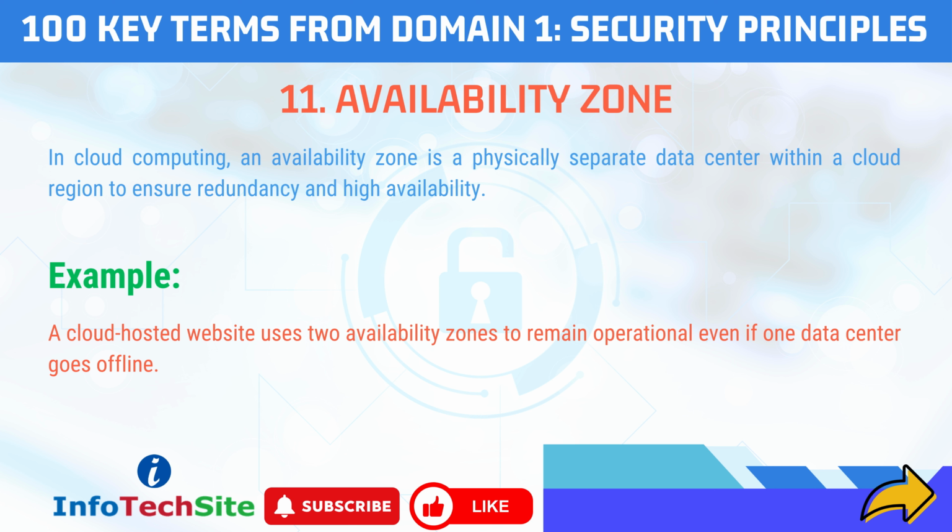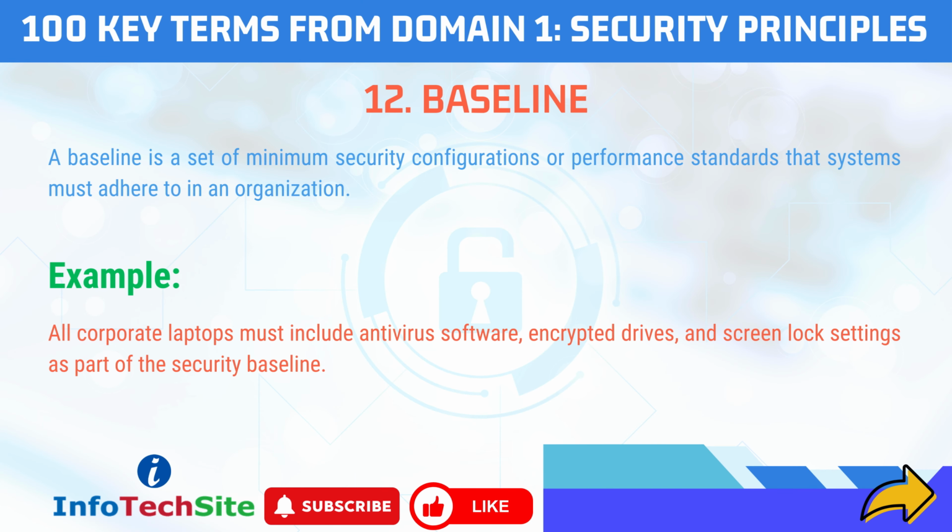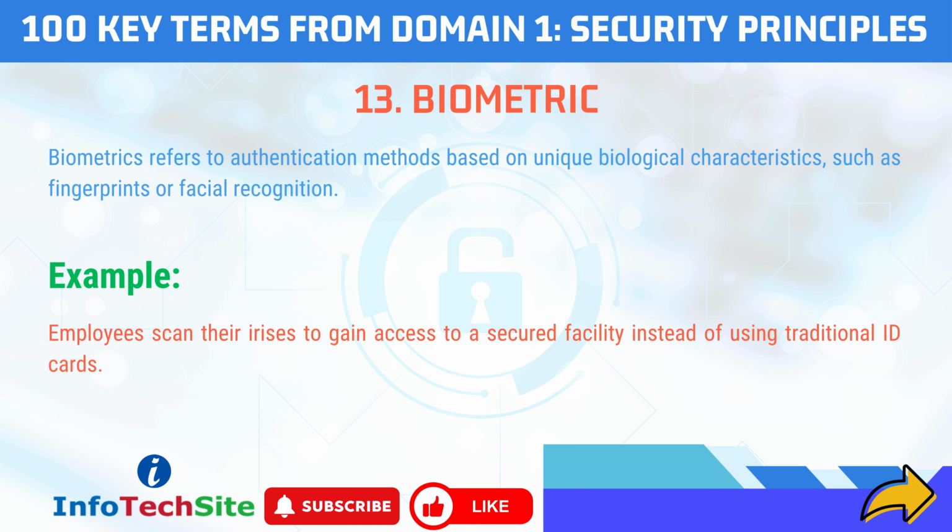For instance, a cloud-hosted website uses 2 availability zones to remain operational even if one data center goes offline. 12. Baseline. A baseline is a set of minimum security configurations or performance standards that systems must adhere to in an organization. An example includes: all corporate laptops must include antivirus software, encrypted drives, and screen lock settings as part of the security baseline. 13.